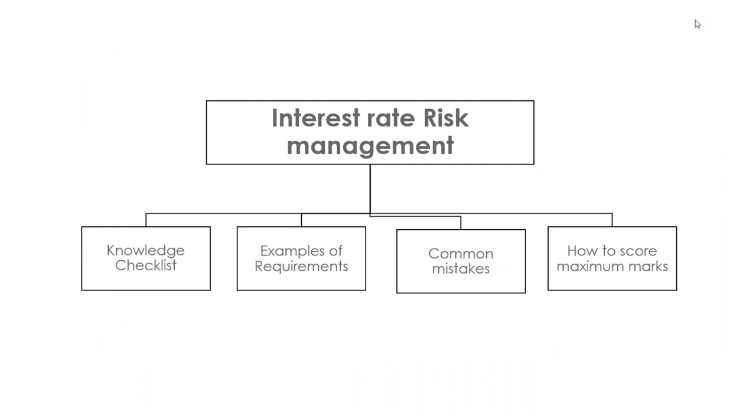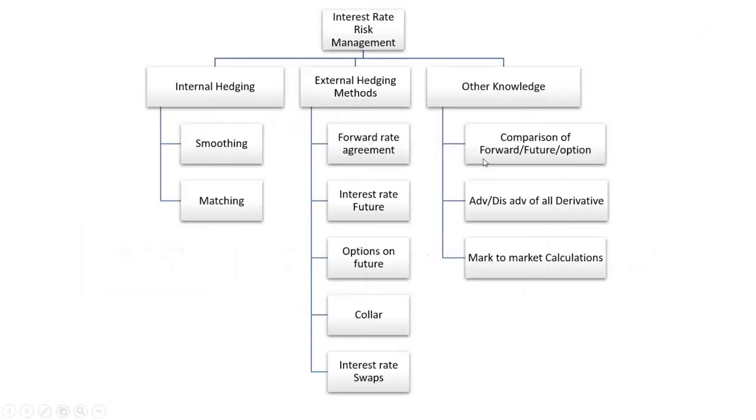So let me cover this quickly, then we will solve questions on it. We are going to cover the checklist, examples of requirements, common mistakes, and how to score the maximum marks. Interest rate risk management includes internal hedging, smoothing, and matching. What is smoothing? Smoothing is if you take half of your loan at a fixed rate and half at a floating rate. For example, if you have 100 million borrowing, take 50 million at the fixed rate and 50 million at the floating rate.